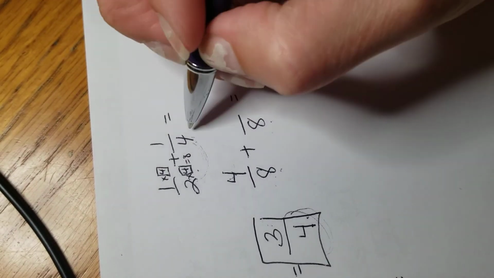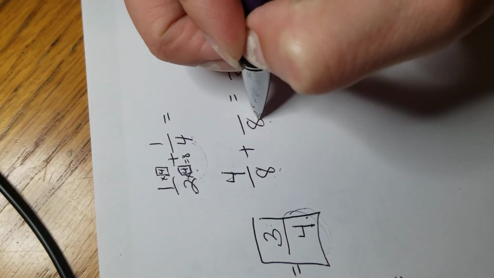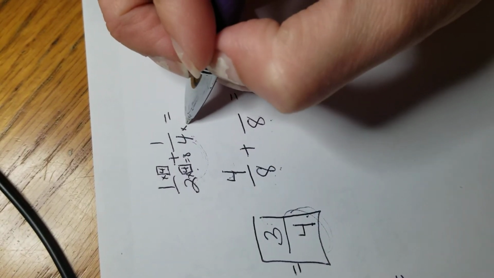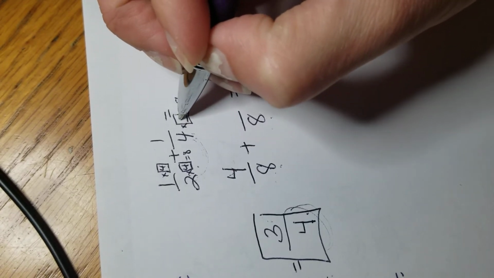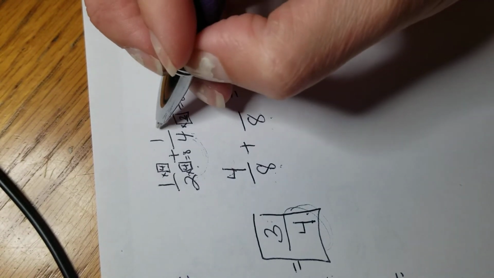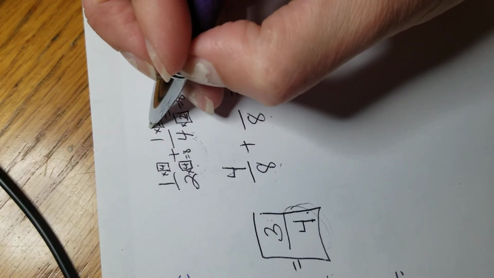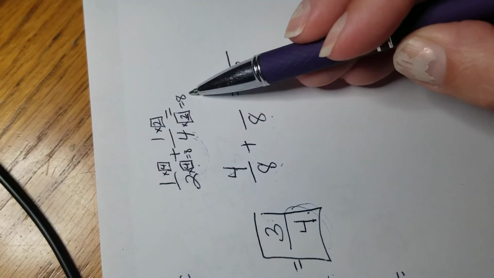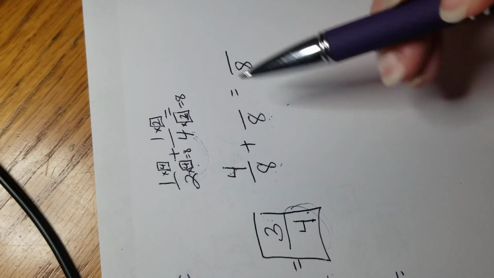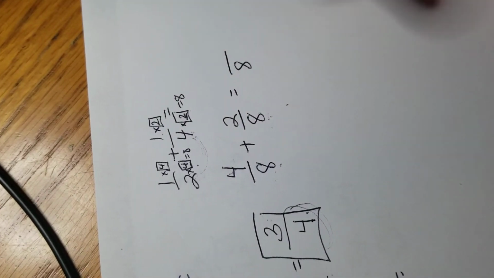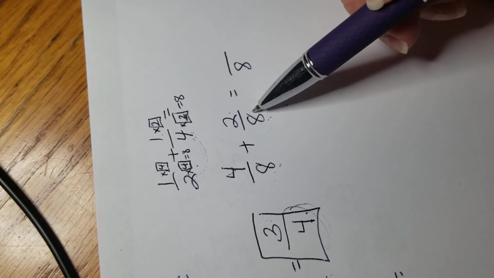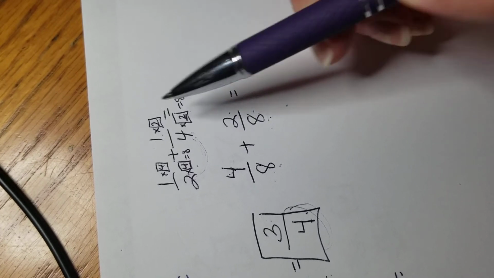So here we have 4. I want to get 8 parts. So 4 times what gives me 8? And that's 2. So what I multiply the bottom, I have to multiply the top. So 4 times 2 is 8. So that's where that 8 came from. 1 times 2 is 2. So what that means is 2/8 is equivalent or is equal to 1/4.